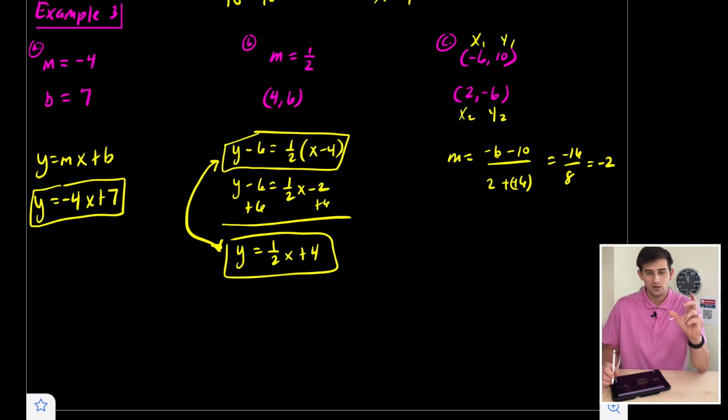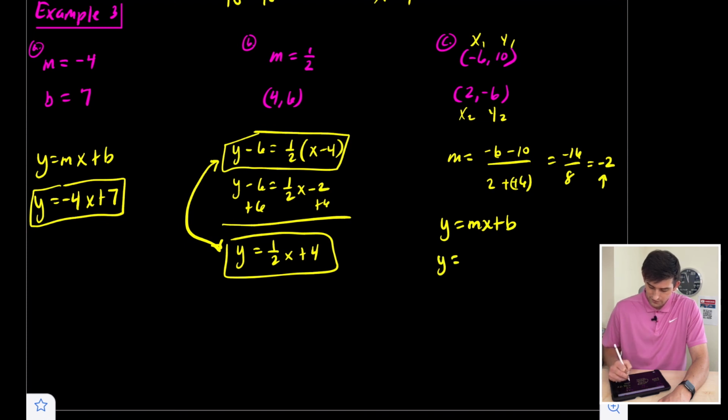And so right now we have actually done point-slope form twice. We did it just recently here on example 3b, and we did it on example 2. Well, there's actually another way to use a point and the slope to find the slope-intercept form equation of a line, and that is to use slope-intercept form. So that would be y equals mx plus b. We just found that m is negative 2, so we can plug that in for m.